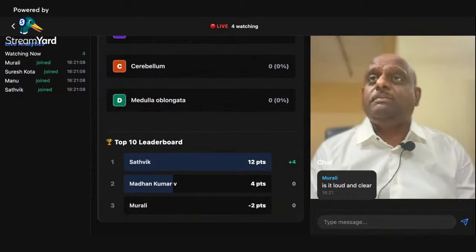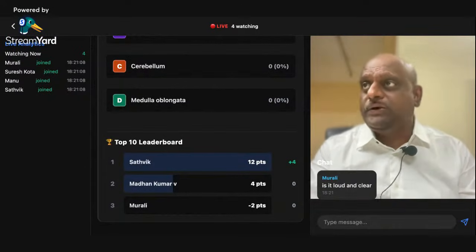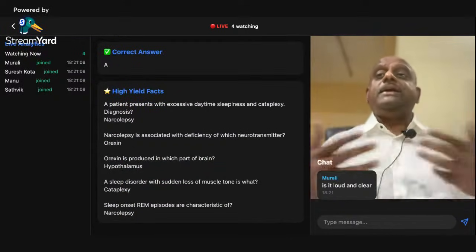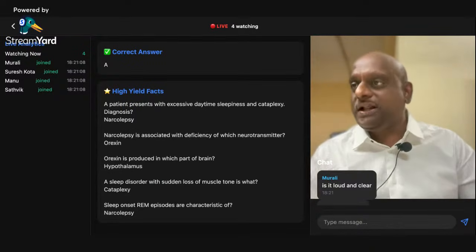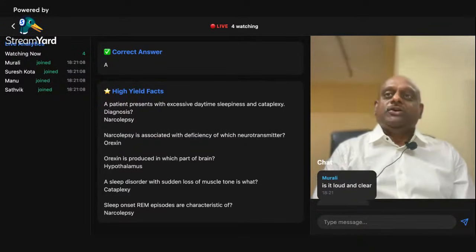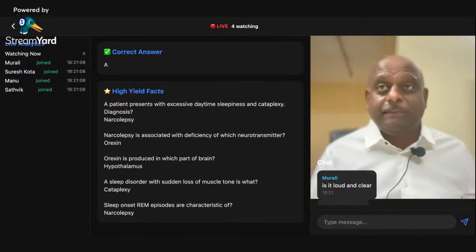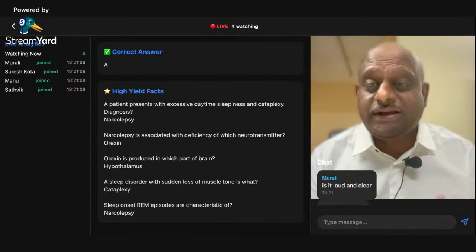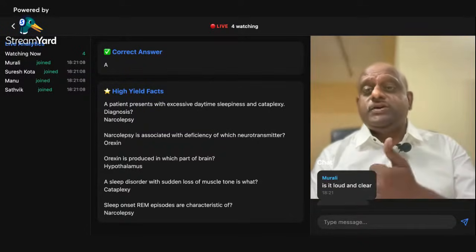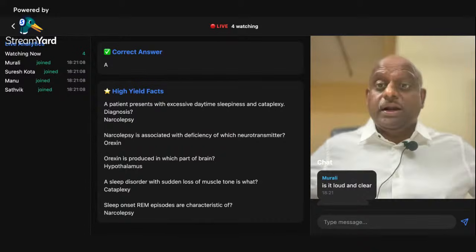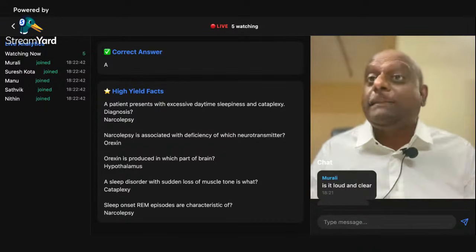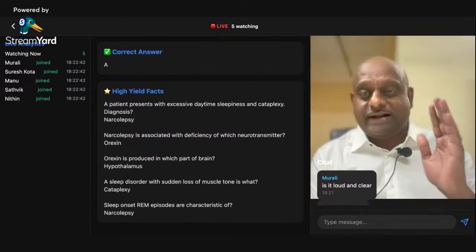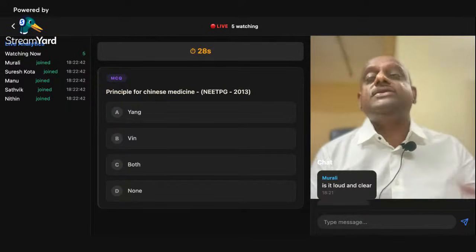Satvik is standing on top with 12 marks. Hypothalamus, absolutely. Narcolepsy, hypothalamus. NEET PG 2012 question. So whenever there is excessive daytime sleepiness and cataplexy, you need to think of narcolepsy. Narcolepsy is associated with deficiency of orexin, and orexin is produced in the hypothalamus, and sudden loss of muscle tone is characteristic of cataplexy. And what is so characteristic, doctor? Sleep onset REM without NREM is characteristic of narcolepsy.